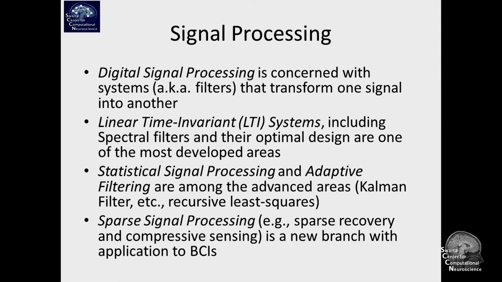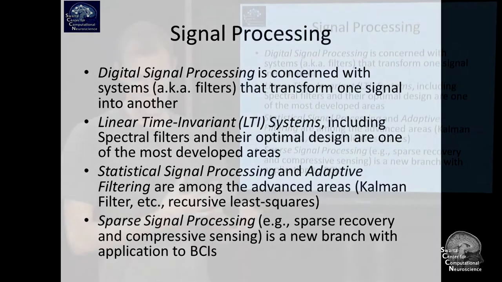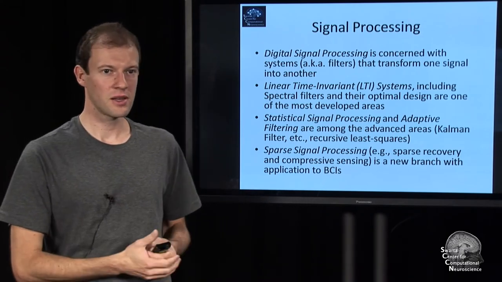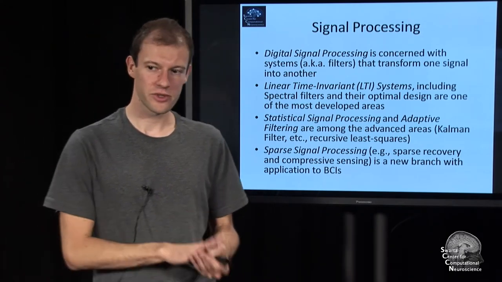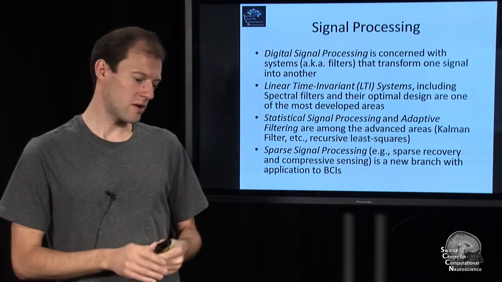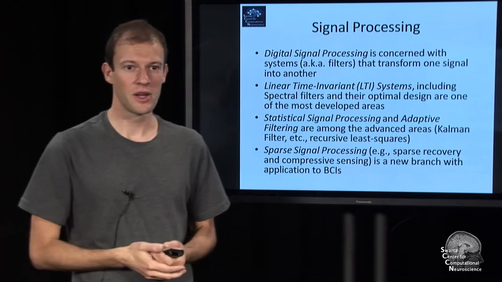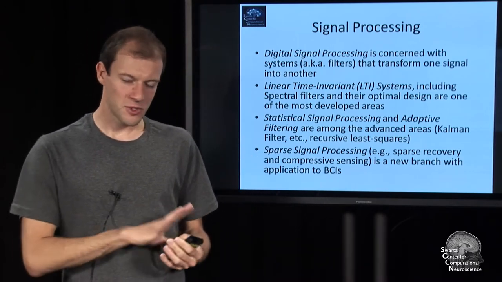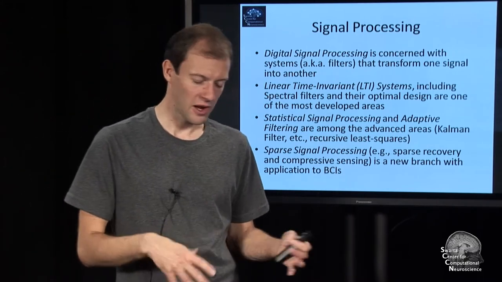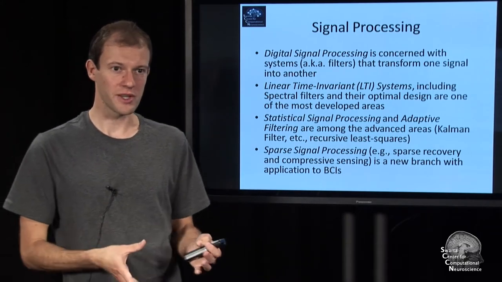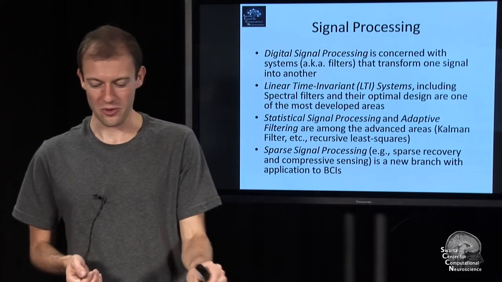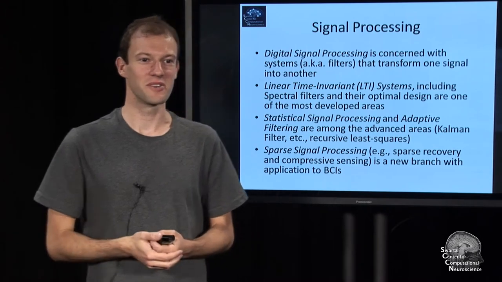DSP is about systems, which are also known as filters, which transform one signal into another. There's a special class of systems that are so-called linear time invariant systems, which cover things like spectral filters and so on, and the optimal design of these spectral filters. That is one of the best developed areas of signal processing. This is where it really shines, and it is most of the reason why you want to have signal processing in a brain-computer interface.